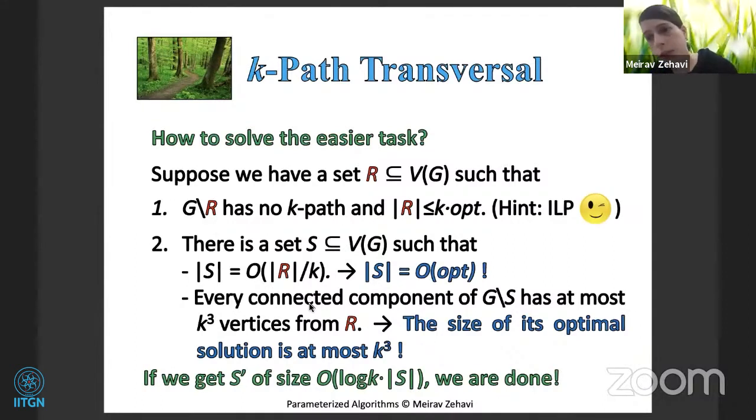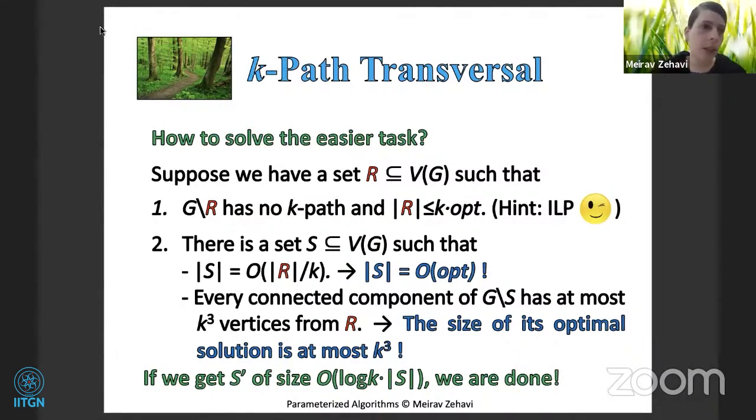If we do this, then we are done, because by using the black box for this separation problem, it will give us an order log k approximate solution, which means a solution of size at most order log k times opt, order log k times s, such that in each connected component, there are at most k to the power of 3 vertices from R. So we solve the easier task.